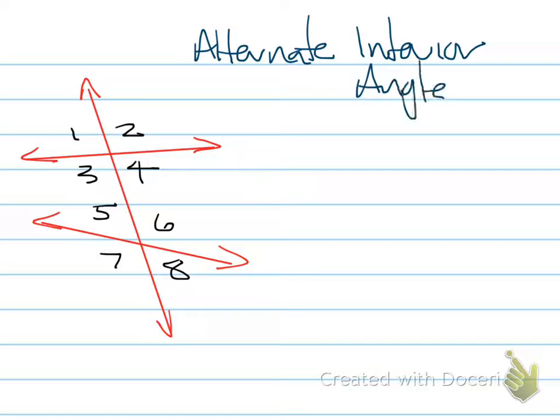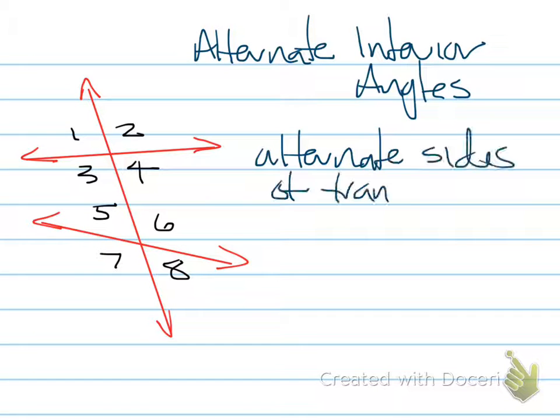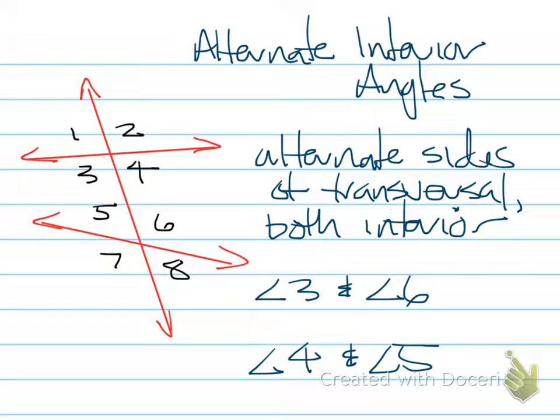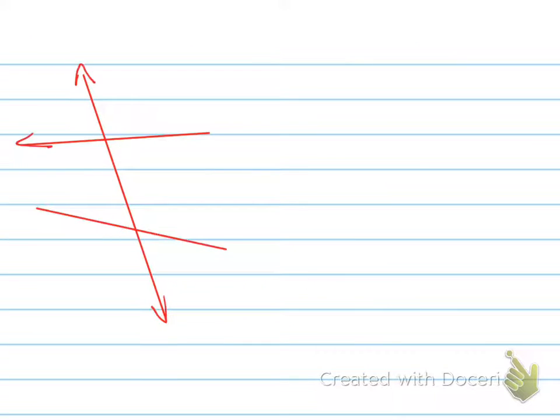Next are alternate interior angles. Alternate interior angles are on alternate sides of the transversal, and they are both interior. So in this figure, angles 3 and 6 are alternate interior angles. Angles 5 and 4 are alternate interior angles.